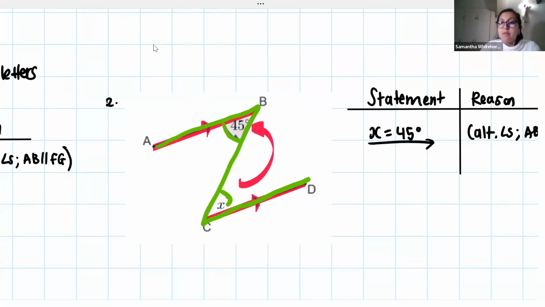Guys, my reasons are in brackets because as you move up in grades, you no longer really separate your page into statement and reason.